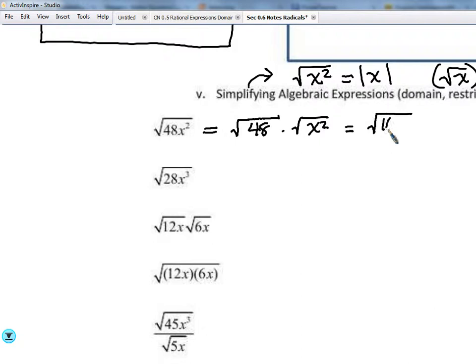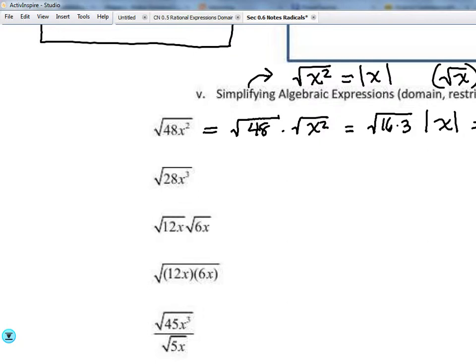So that's the square root of 16 times 3. Now we can go ahead and start simplifying this. Square root of x squared, big idea, that's absolute value of x. Then when you look at this, square root of 16 is 4. So we now have 4, square root of 3, and absolute value of x.